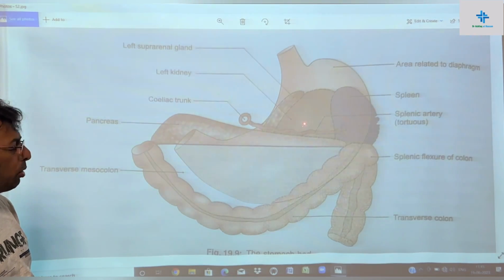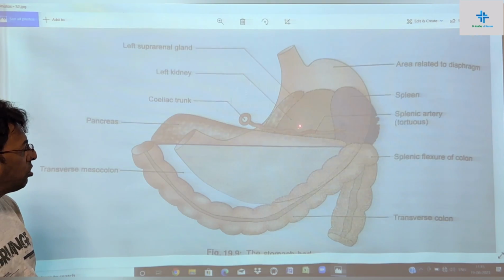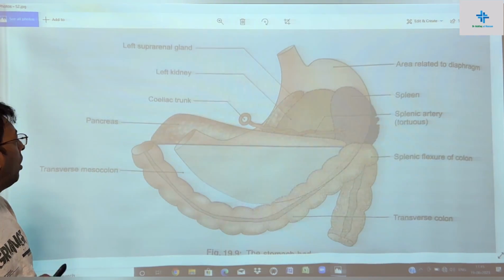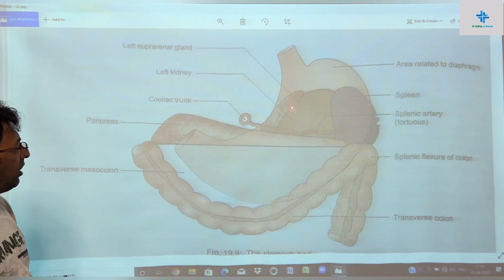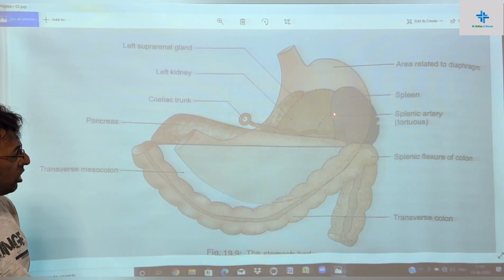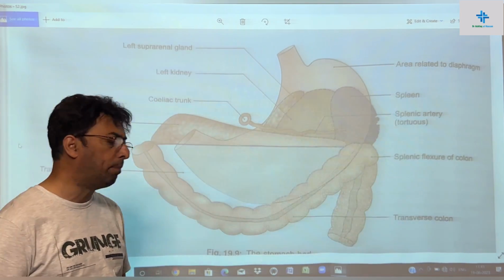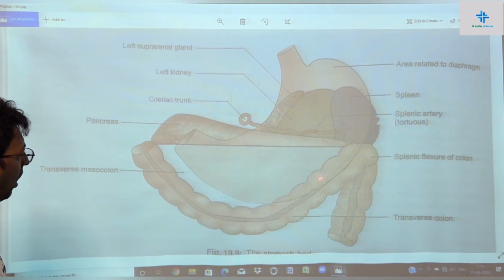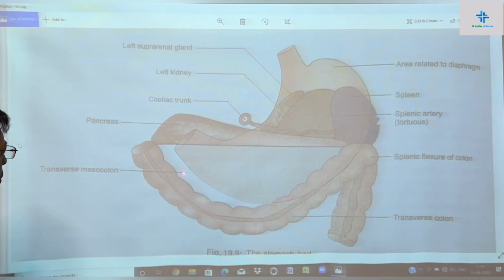So the left kidney, because the stomach occupies the left side, we have the left kidney as a relation to it. Then, on top of the kidney, we have the suprarenal or adrenal gland. So the left kidney and the left adrenal form two important posterior relations of the stomach. In addition to this, you have the spleen over here, and the splenic artery as well. Now important, the transverse colon along with the peritoneal attachment, which we call the transverse mesocolon, also forms an important posterior relation.